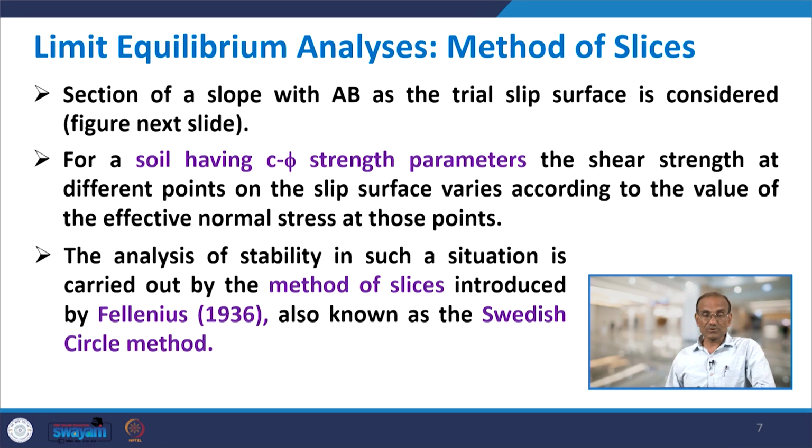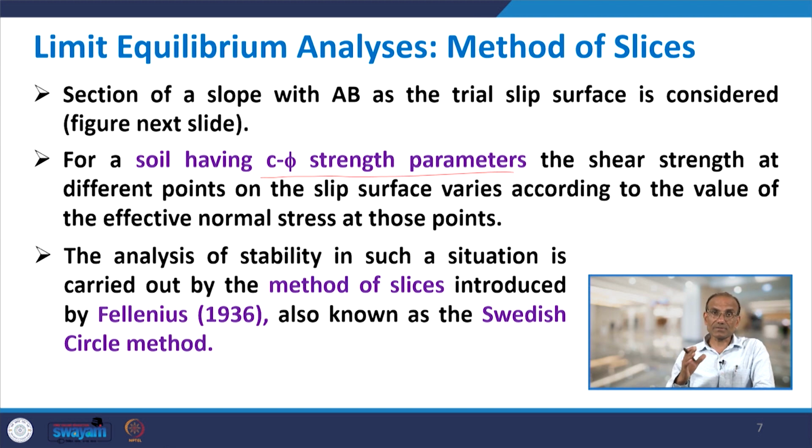So a section of a slope with AB trial surface is considered. And for a soil which has c-phi strength parameters, where c is cohesion and phi is the angle of internal friction, the shear strength at different points of the slip surface varies according to the value of the effective normal stress at those points. So another issue, if we consider a single surface, the error will be large, because the shear strength is not constant, rather it varies at different points. So if we divide into sectors, that will be better.